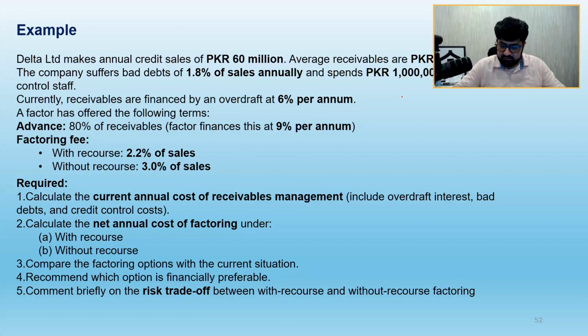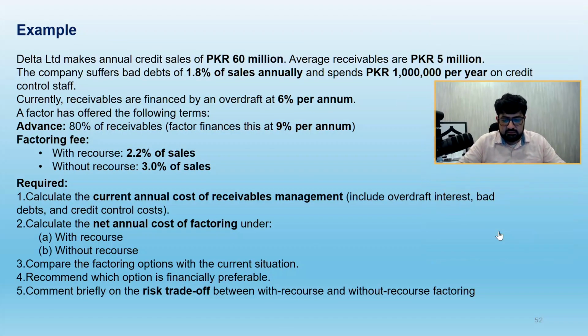Now, the example is here in front of you. Delta company makes annual credit sales of 60 million. Average receivables are 5 million PKR. The company suffers bad debts of 1.8 million of sales annually and spends 1 million per year on credit control staff. Current receivables are financed by the overdraft rate at 6% per annum. And then the factor has offered the following terms.